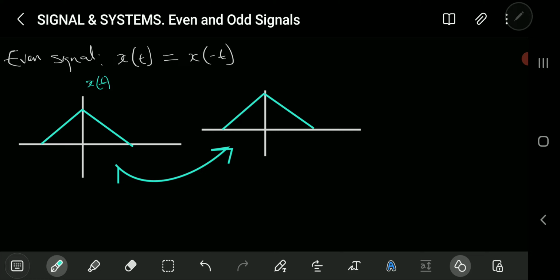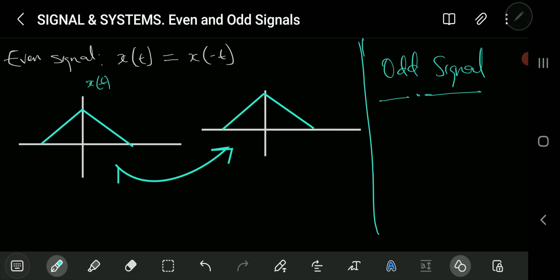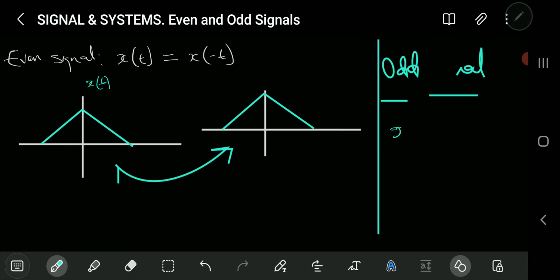But for odd signal, it is just the opposite. Odd signal is just the opposite of even signal, such that if you have x of t, when your x of t is not equal to x of minus t, exactly, at that point you can say it is an odd signal. So let me just give you an example.